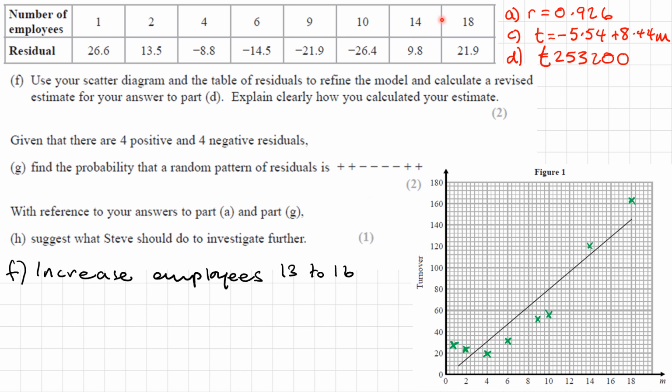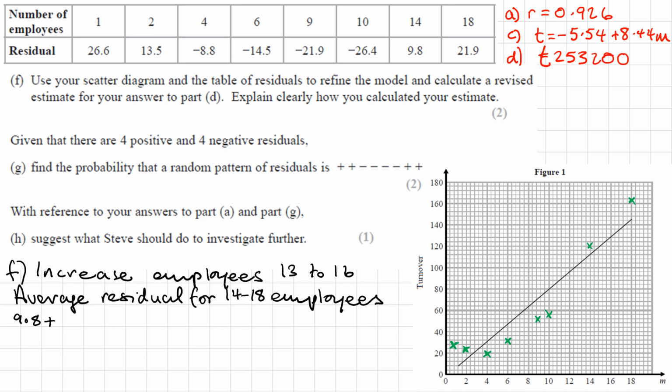So we're going to find the average residual for the 14 employees and 18 employees, because that's where the 13 and 16 is roughly. So average residual for 16, it's actually 14 to 18 employees. Well, that's going to be 9.8 plus 21.9 divided by 2, and that gives us 15.85.